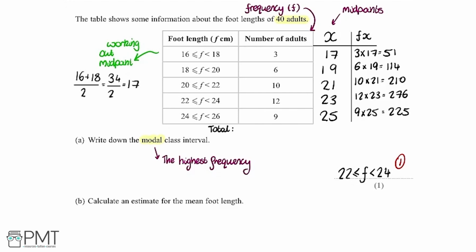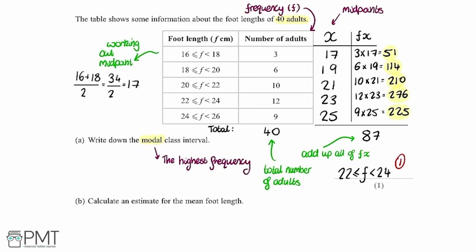So great, now we've done that, the final thing we need to fill in is our totals. So we need to write down here the total number of adults. And we could do that by adding these numbers up individually. But actually, helpfully, the question tells us there are 40 adults. So we add up the number of adults, we get 40. And then we're going to add up all of these numbers. And when we do that, we get 876, which I'm going to write in there. Okay, great. So now we've got all the information we need to estimate the mean foot length.